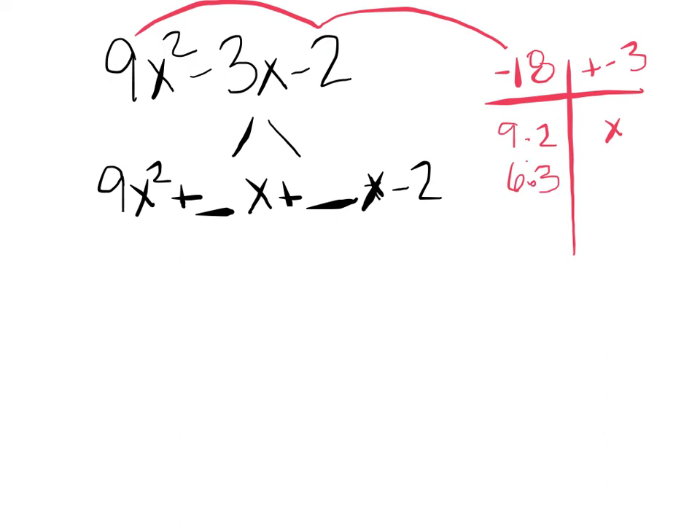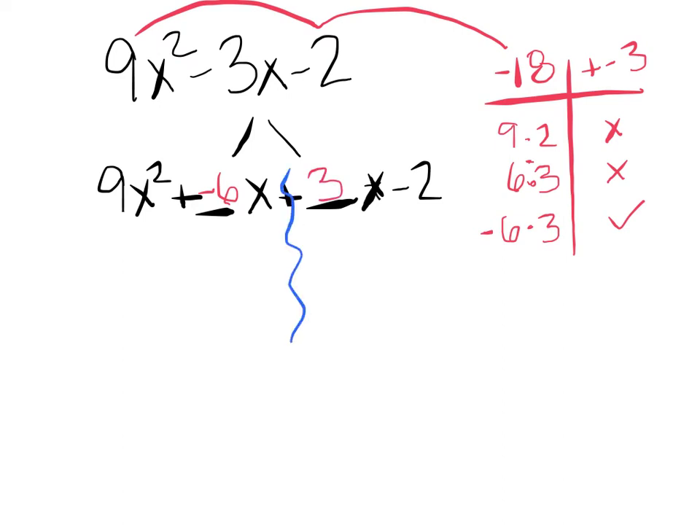So let's say we use positive 6 and negative 3. Is that going to add to be negative 3? Nope. But it adds to be positive 3, so that tells us that I just need to switch the signs. Negative 6 and positive 3 will work out to get us a negative 3. We're going to put those in our blanks, and it doesn't matter which blank you put in which.